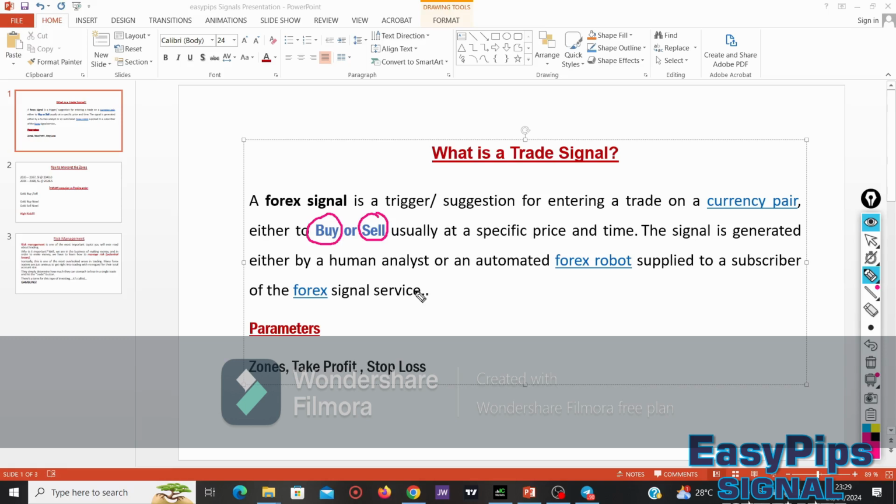So in the Forex market, whenever a signal is being given, you are either buying. The signal is either telling you to buy at this particular level or sell at that particular level. And the next thing that follows is, take note of this word, at a specific price and what? And time. These two keywords are very, very important.